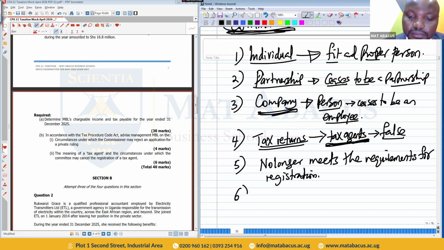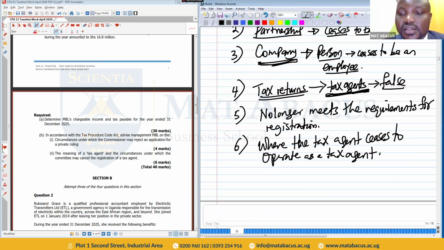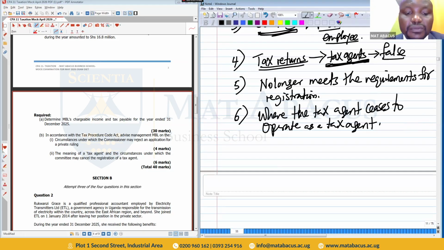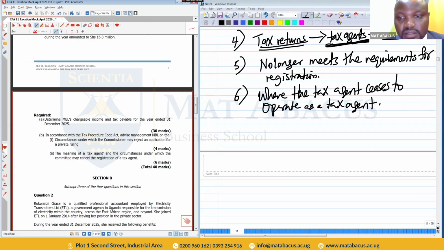Then the last one, 6, is where the tax agent ceases to operate as a tax agent. So a tax agent may also cease to operate. Let's say has closed the business, and therefore it could be enough ground for the committee of URA to cancel the registration of this tax agent.